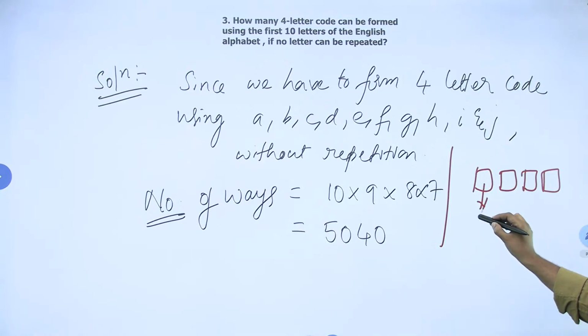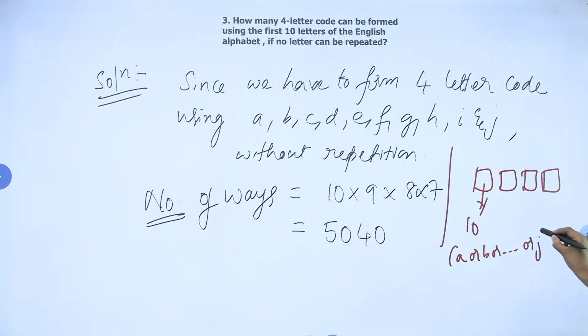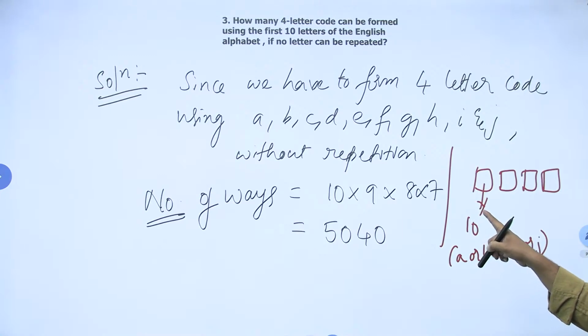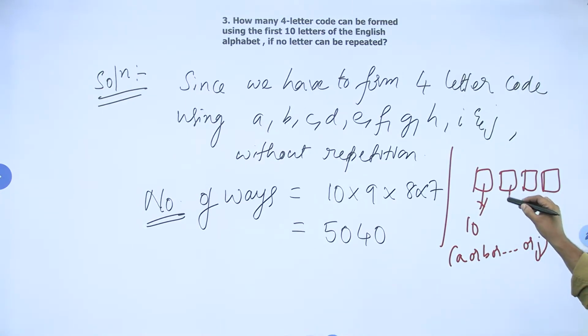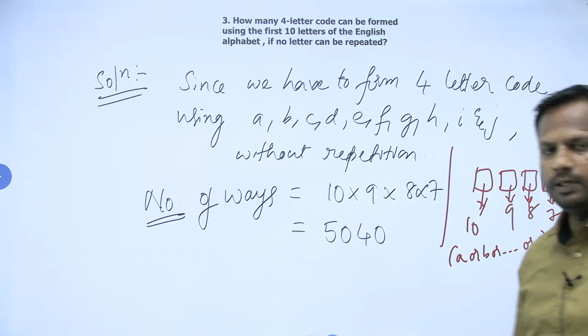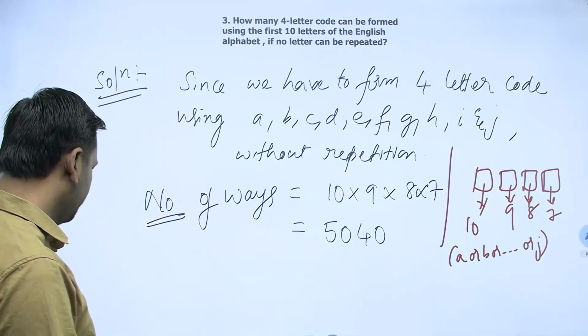In how many ways can you fill the first vacant place? 10 ways. 10 ways are what here? A or B or so on up to J. In 10 ways you can fill this. Once you have filled one letter here, you can't fill it once again in the other 3 vacant places. So how many are left? 9. Similarly, 8 and 7. Got it now? If you multiply this, you'll be getting 5040 ways. Got it, students? Easy, right?